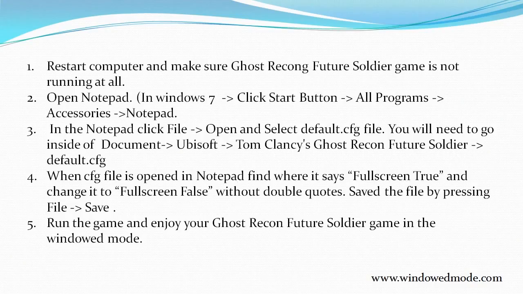Alright, basic instructions, let's go ahead and read it. Basically, restart your computer, open Notepad. If you don't know how to open the Notepad, click the Windows Start button in the bottom left corner, and then go Programs, Accessories, Notepad. Then click File in Notepad on the top left corner and go to Open. You need to select the default.cfg file. You need to find it: go to Documents on the left side, go to the Ubisoft folder, go to the Tom Clancy Ghost Recon Future Soldier folder, and find the default.cfg file.